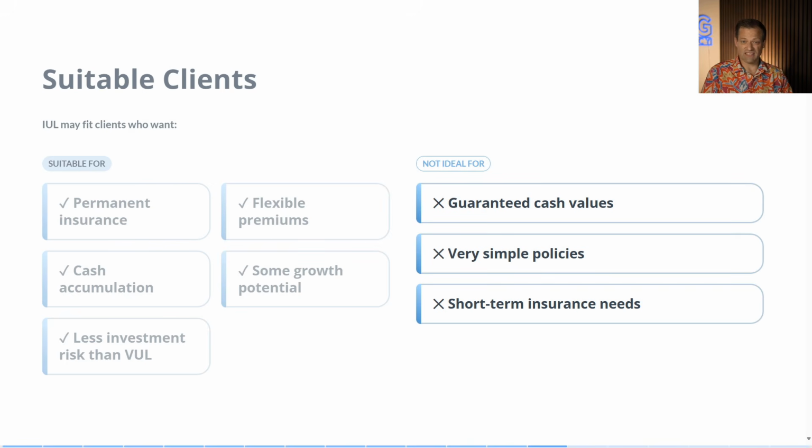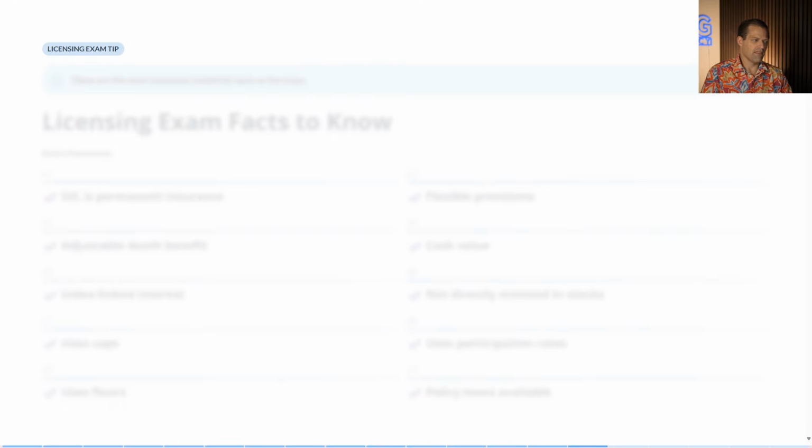If you just want to approach this simply, there's a lot of moving parts with IUL, so just proceed with caution. And if you have short-term insurance needs, a temporary plan like term may be better.